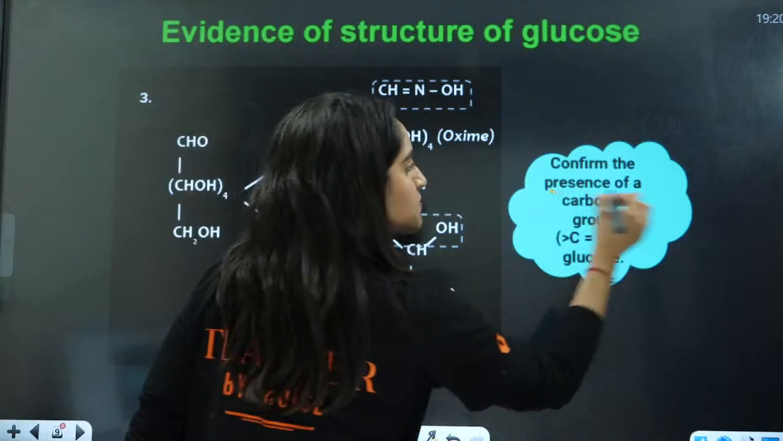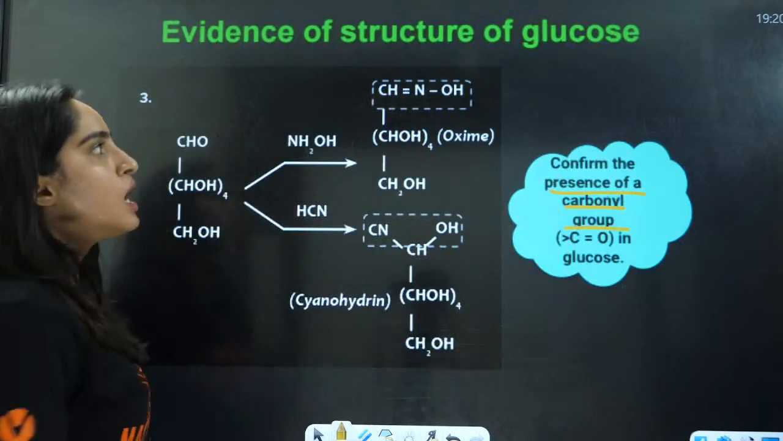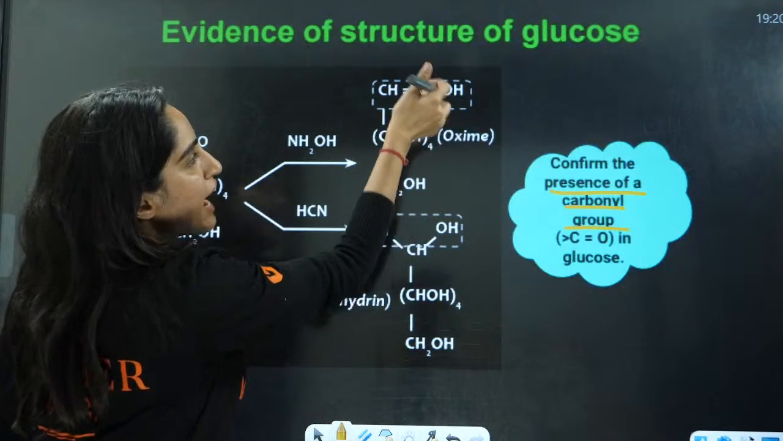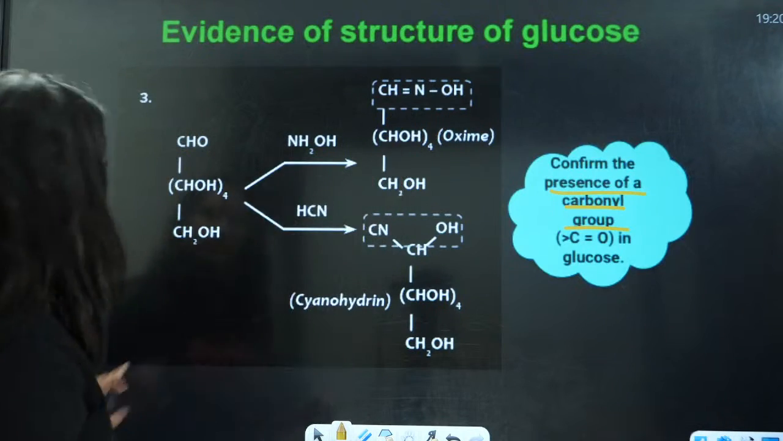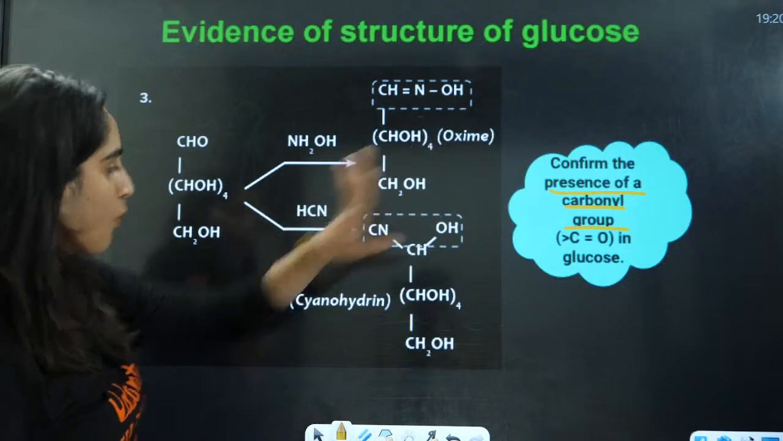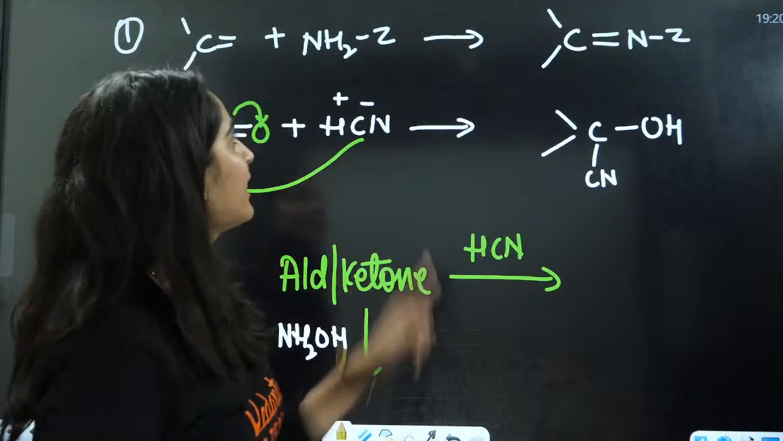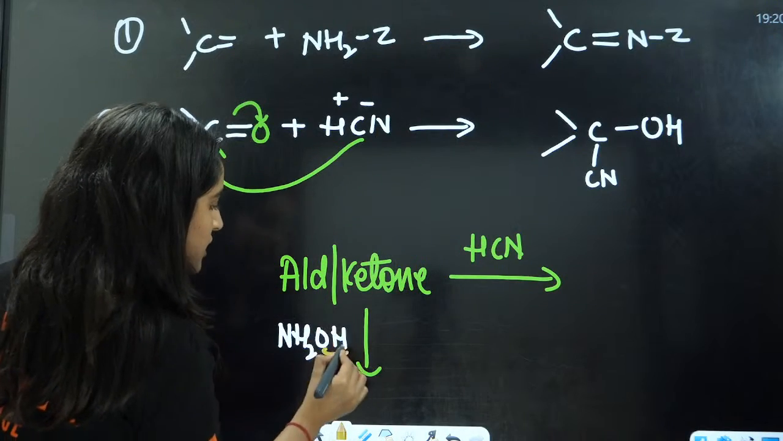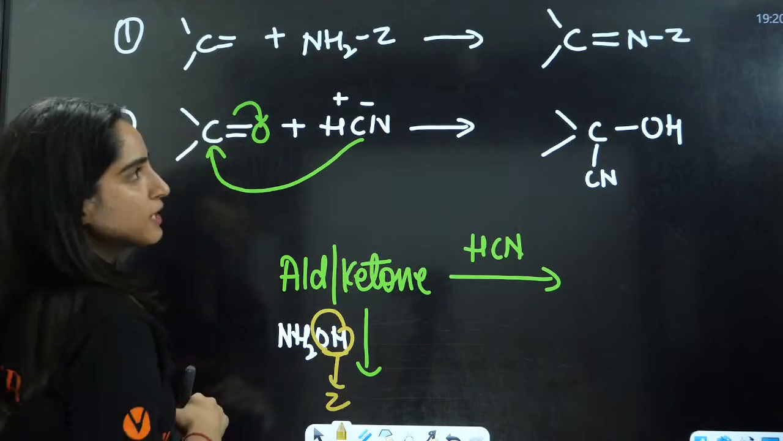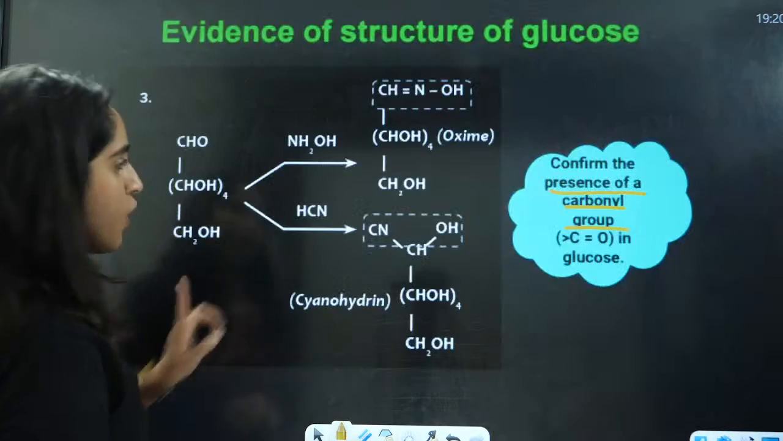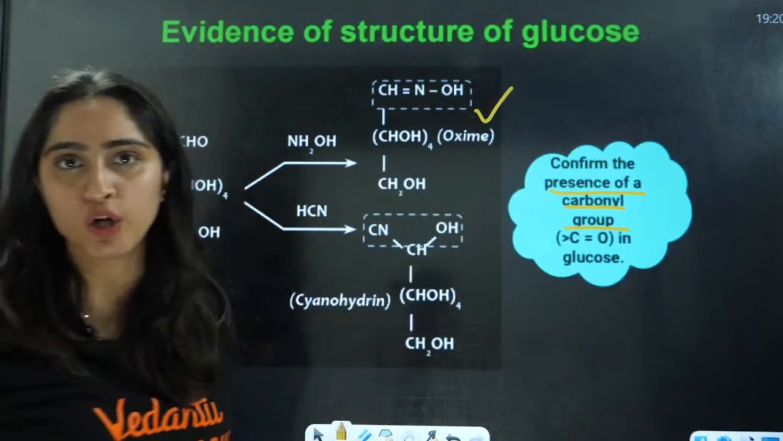Okay, so this confirms the presence of a carbonyl group, because here you get C double bond N OH, and an aldehyde also gives C double bond N Z. Z here is OH. This is Z here, right? So now you get this reaction, that means a carbonyl group.